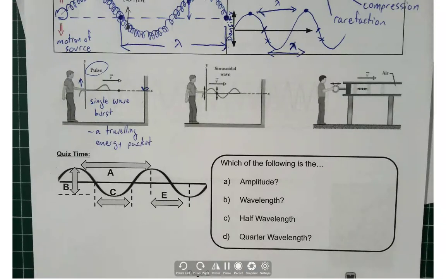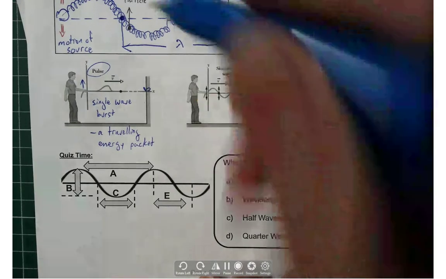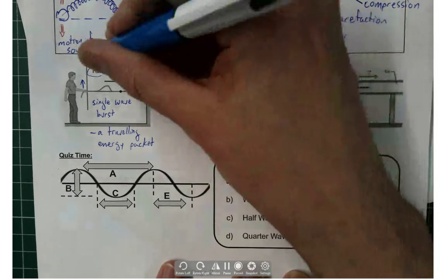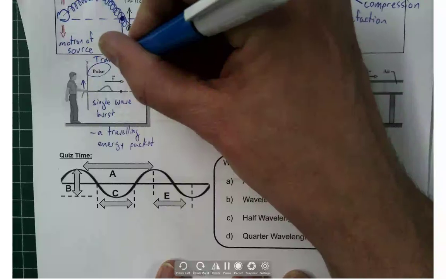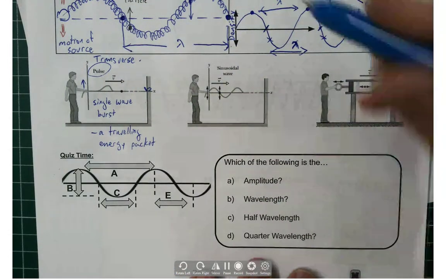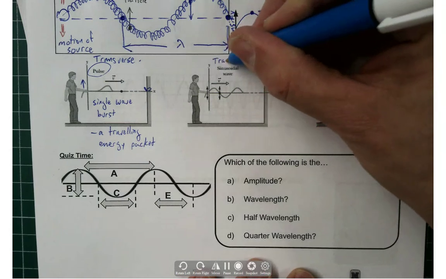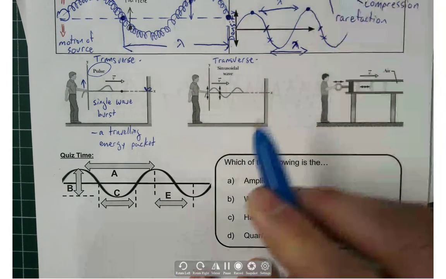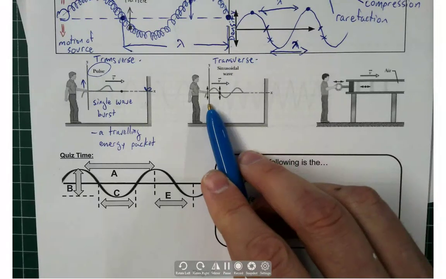Oh, by the way, is this a transverse pulse or a longitudinal pulse? Transverse. This is a transverse pulse. Now, this is also transverse, but if you wanted to have a transverse sinusoidal wave, what would you have to do? What's this person got to be doing?